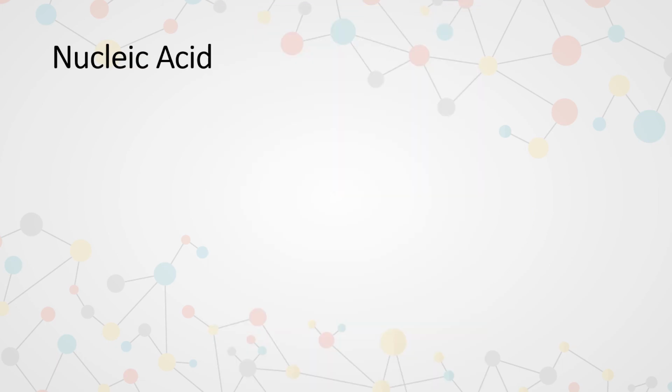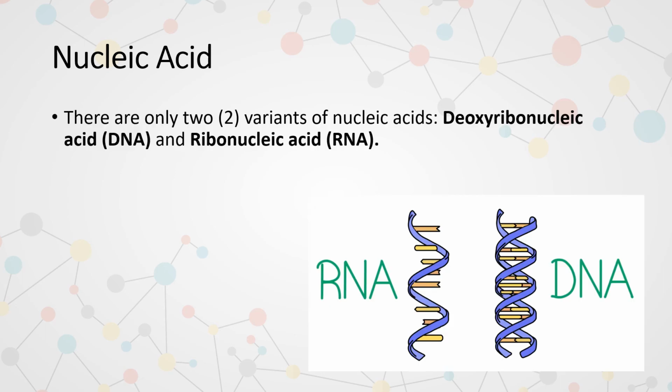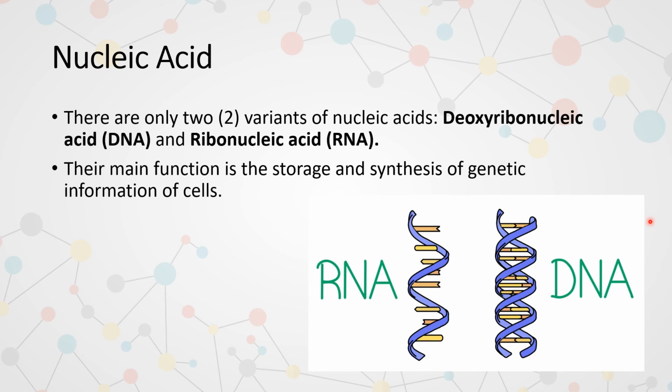Okay, let's move to the last main class of organic compound, nucleic acid. There are two variants of nucleic acids. We have deoxyribonucleic acid or DNA and the ribonucleic acid or RNA. So this is the RNA, single strand, and the DNA, double strand. So saan ito makikita? Sa loob ng ating cell, especially in the nucleus. Okay? Their main function is the storage and synthesis of genetic information of the cell.